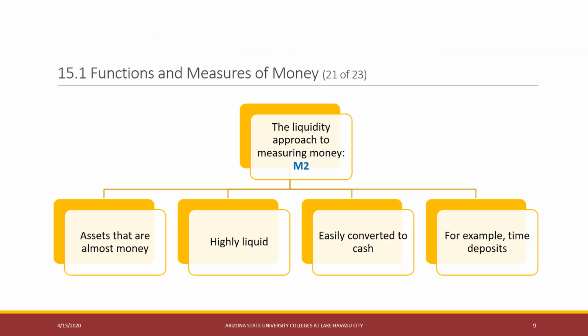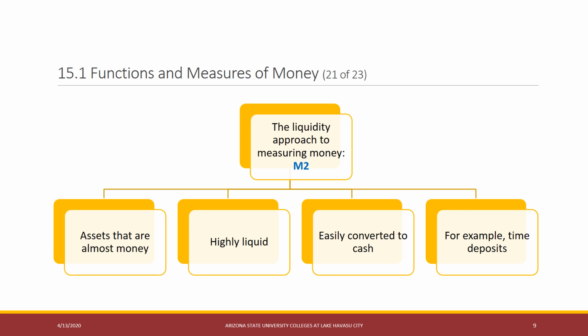Now, I'll talk about the second approach, the liquidity approach to measure money, M2. What is M2? M1 plus, first, the savings deposits at all the depository institutions. Second, small denomination time deposits. Third, balances in the retail money market mutual funds.